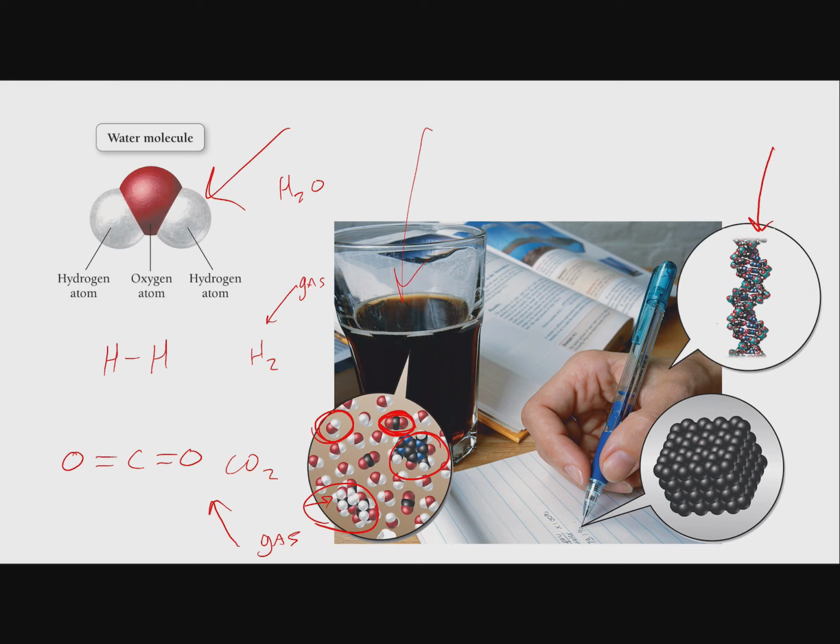DNA, right? The double helix from our bodies. Graphite, carbon atoms arranged in sheets that come off really easily while you write. The same atom put in a different orientation is diamonds.